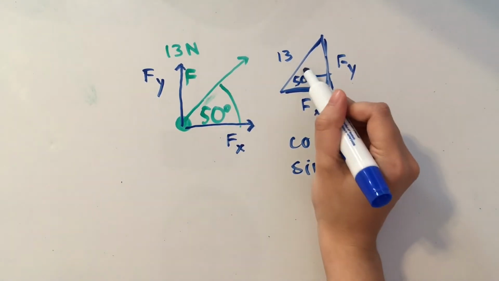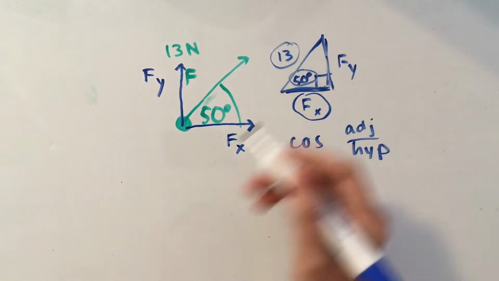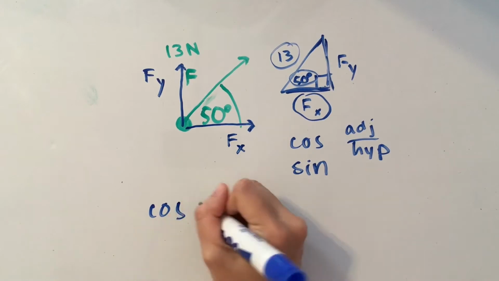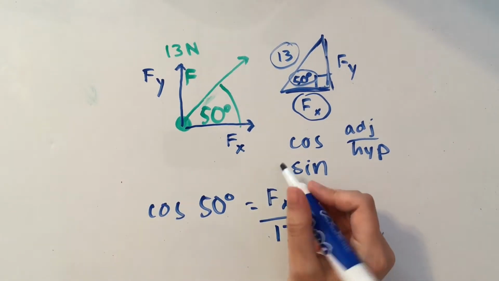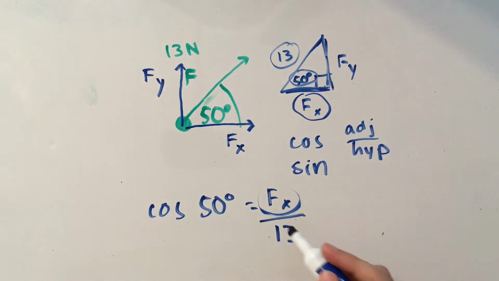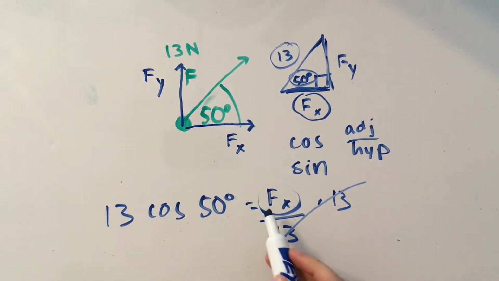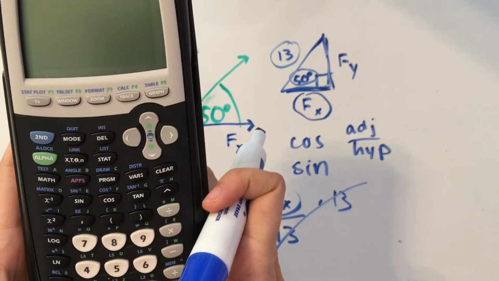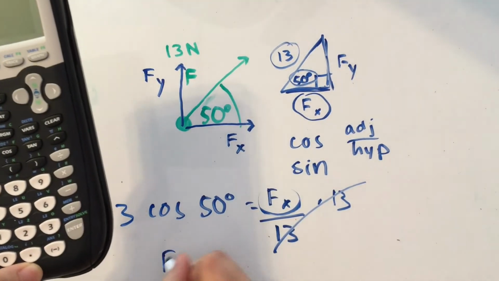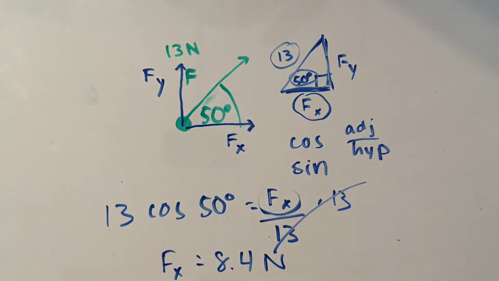So basically, the cosine of 50 degrees is f sub x over 13. So let me just write that out. Using this equation, we can really easily solve for the x component of our vector. So if we multiply by 13 on both sides, we get that our x component is 13 times the cosine of 50 degrees. So our x component is about 8.4 newtons.